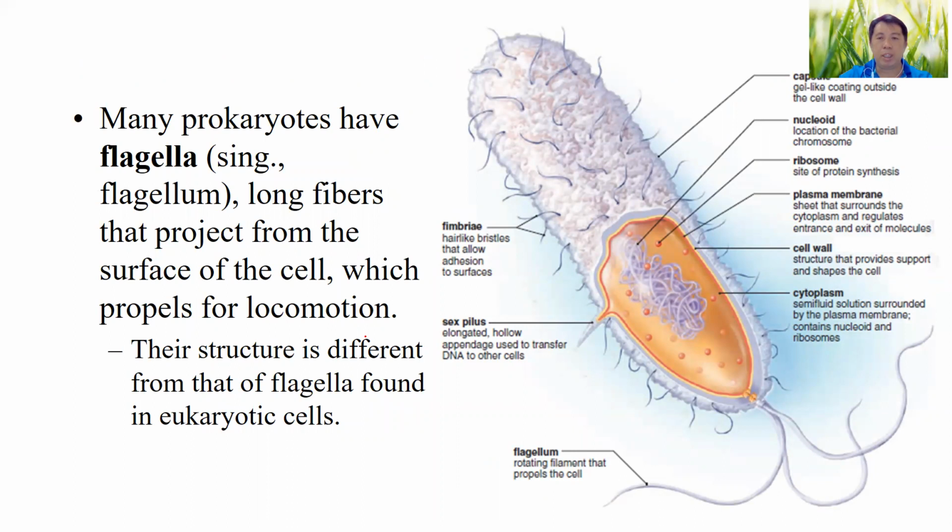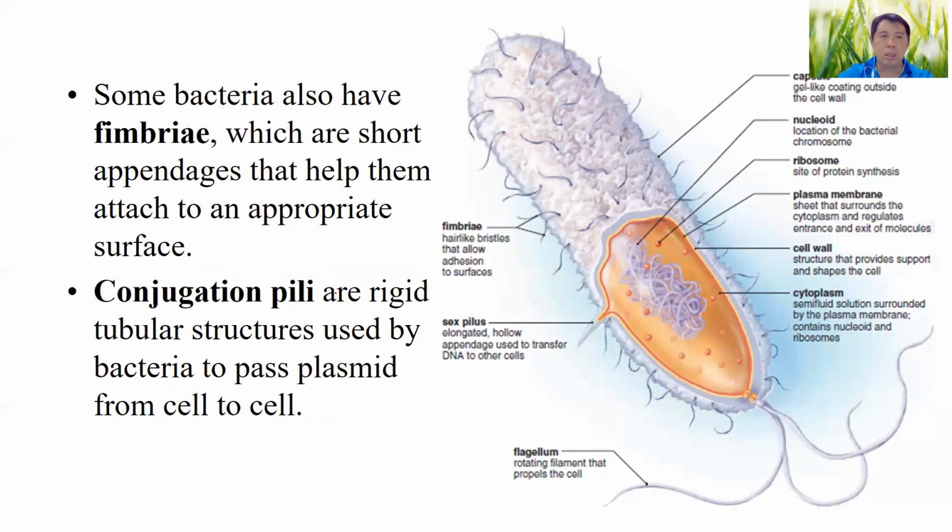Flagella are long fibrous projections from the surface of the cells. This is called a flagellum, and its function is for locomotion. The prokaryotic cells locomote by propelling, like this. Their structure is different from the flagella found in eukaryotic cells. They're totally different.